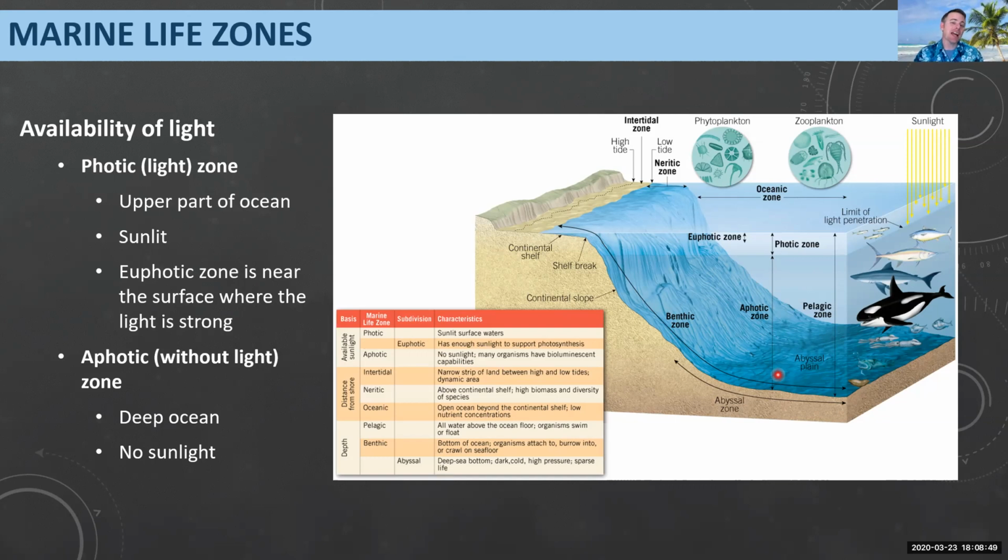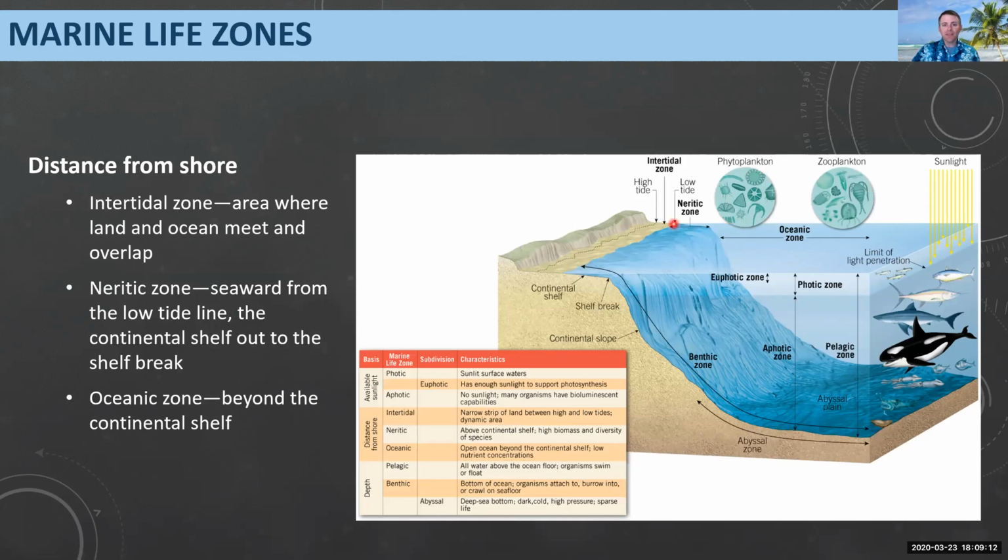But if you've seen actual documentaries where folks dive down deep into the bottom of the ocean, they need to bring lights with them. And the submarines have to have lights because the sunlight does not get through that far, maybe a couple hundred meters below the surface. All right, and the euphotic zone, that's where photosynthesis is really kicking.